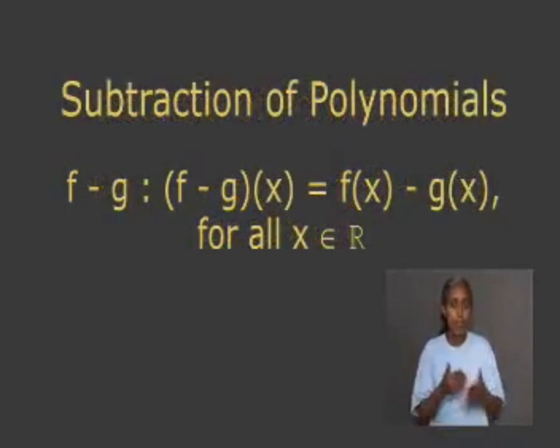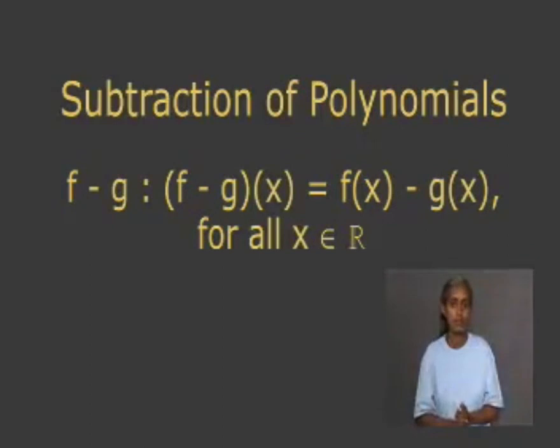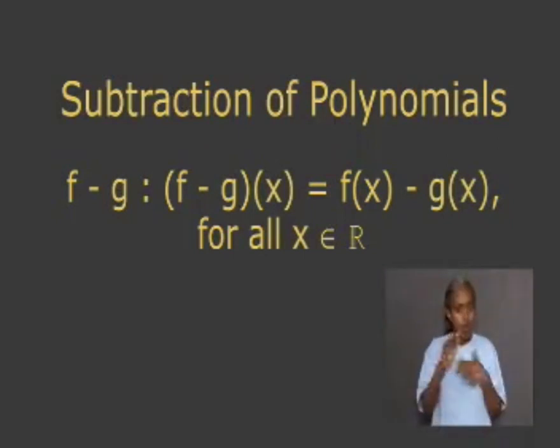Subtraction is the inverse of addition. The difference of 2 polynomial functions, f and g, is written as f minus g and is expressed as f minus g of x, which equals f of x minus g of x for all values of x that are in the set of real numbers.